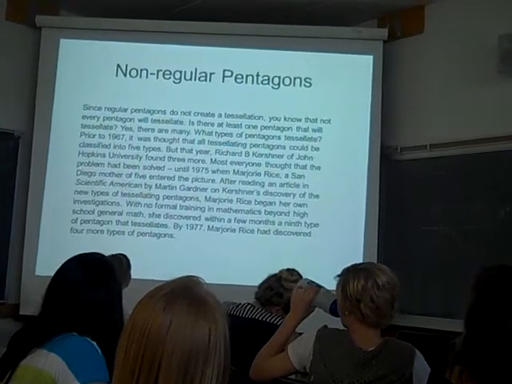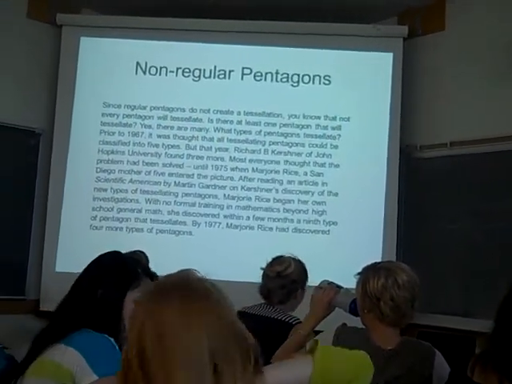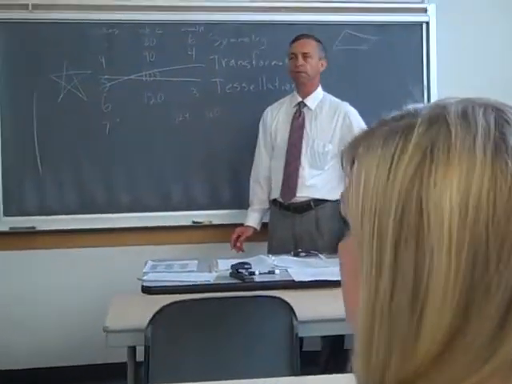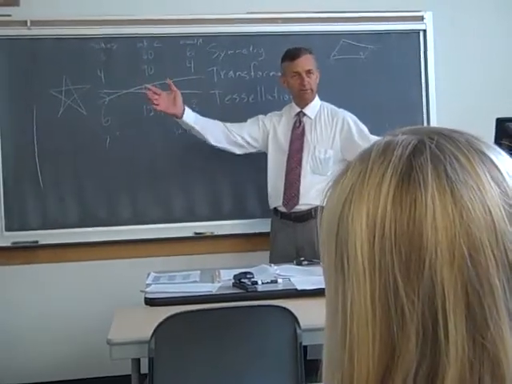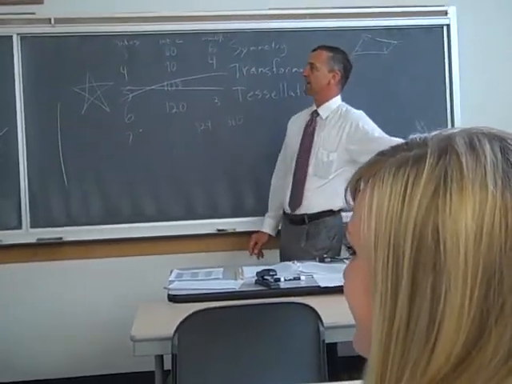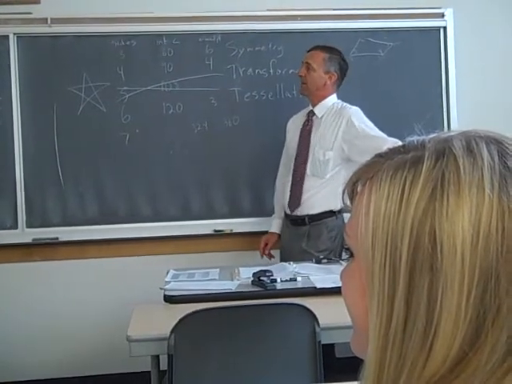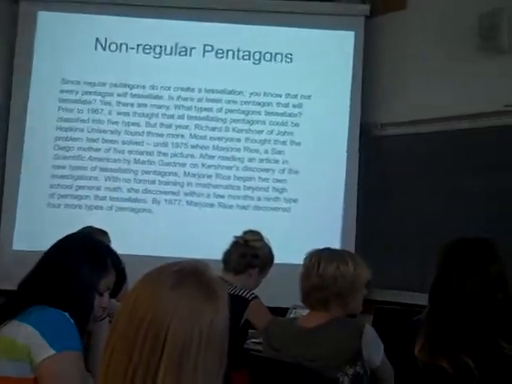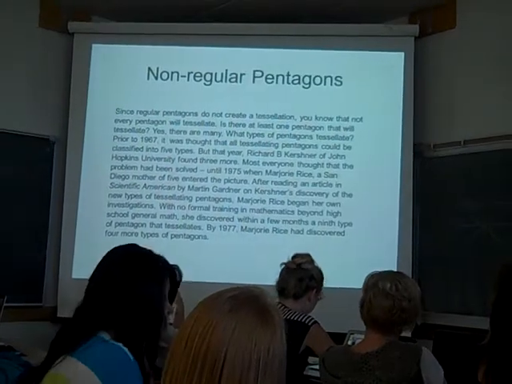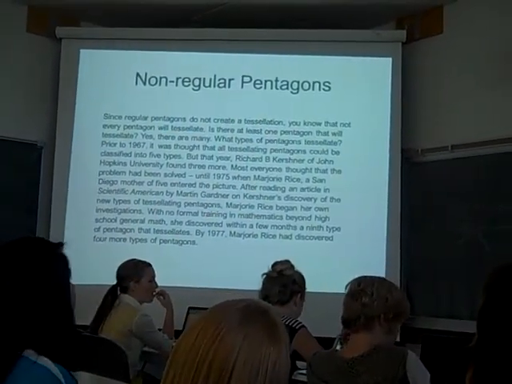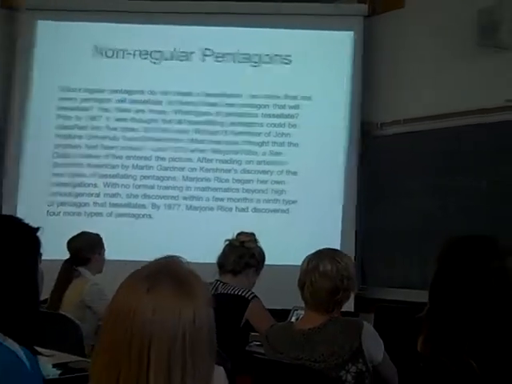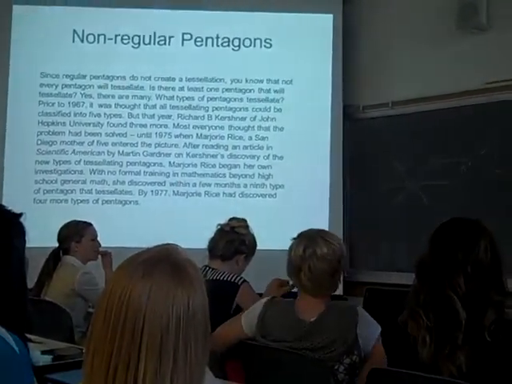Prior to 1967, and that's not that long ago, I mean, that was 3 years after I got baptized, so this is modern history here. It was thought that all tessellating pentagons could be classified into 5 types. But that year, Richard B. Kirshner of Johns Hopkins University found 3 more. So that makes 8 types of 5-sided polygons that will tessellate. Most everyone thought that the problem had been solved. They thought, that's all of them, until in 1975, Marjorie Rice, a San Diego mother of 5, entered the picture.